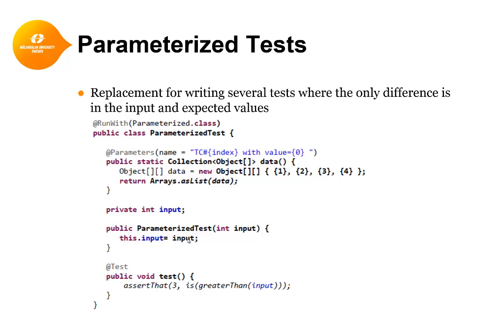Parameterized test. This is a replacement for writing several tests where the only difference is in the input and expected values. If you want to avoid writing four test cases where the only difference between them is the input values provided for the method under test, then you can create one parameterized test, which, once it runs with the JUnit framework, will be instantiated as several test cases. So when you actually run this test, it will be reported as four test cases which are run with four different inputs on a method under test.